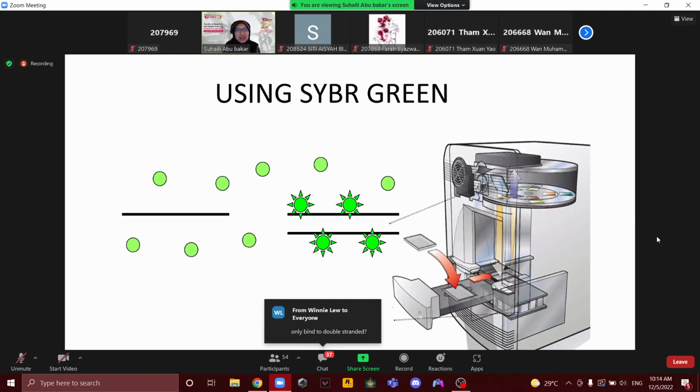Only bind to double stranded. Good, Winnie. Kan nampak tak? From the picture lagi dah tahu dah. So masa denaturation, dia bind tak? The first cycle of the PCR process, denaturation, these fluorescents are floating saja kan? Floating. So it will bind after primer extension ke or after, can you see that? Why is less accuracy? Kenapa dia less accurate?